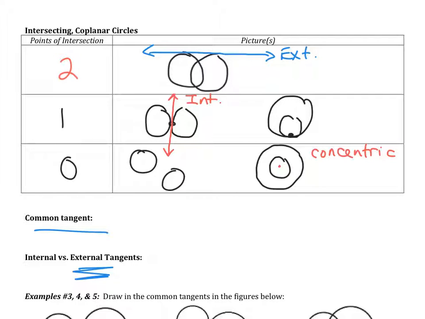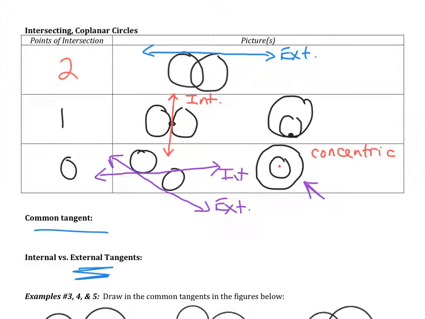So when you get down to the bottom, you can actually have both, and you can have both on some of these other ones. I can draw this line that touches and touches. Internal or external? External. Then I can have this line that comes in and touches this circle and then touches this other circle. Internal or external? In. So this is an internal and this is an external. Does that make sense? All right. So with the concentric circles over here on the right, can I draw a common tangent? No. No, I can't draw an internal or an external.